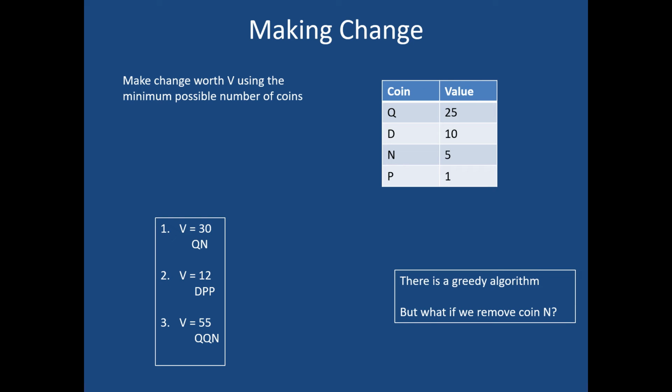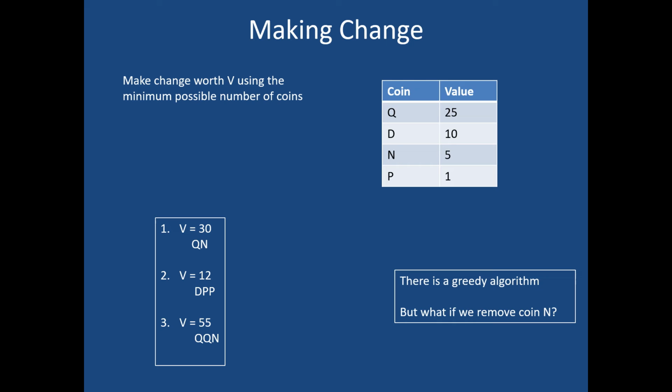What if Congress gets rid of the nickel? We're more likely to get rid of the penny, but suppose they got rid of the nickel. Would there still be a greedy algorithm? Or at least would this greedy choice work? What would it be? Yeah? Fail on 30 cents. Fail on 30 cents? Okay. How would it fail on 30 cents?